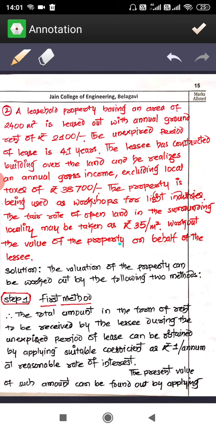I have written that the valuation of the property can be worked out by the following two methods. The first method we call the logical method. The total amount in the form of rent to be received by the lessee during the unexpired period of the lease can be obtained by applying a suitable coefficient at rupees 1 per annum at a reasonable rate of interest. That is the assumption of 1 rupee per annum. Based on that, the present value of such an amount can be found by applying the suitable coefficient. Now I'll tell you the suitable coefficient.